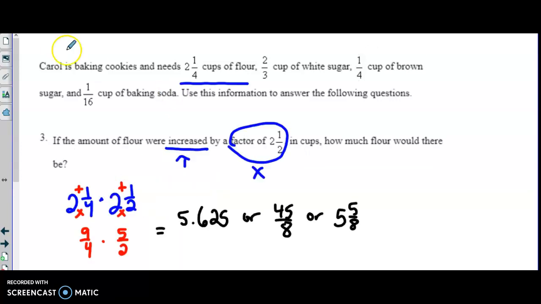Let me go back. I should have shown you that on all these. If I would have gone right here and multiplied straight across, 9 times 5 is 45, 4 times 2 is 8. So you could have gotten this answer without typing it in Desmos. You could have just multiplied straight across.